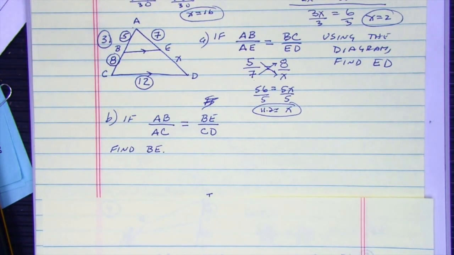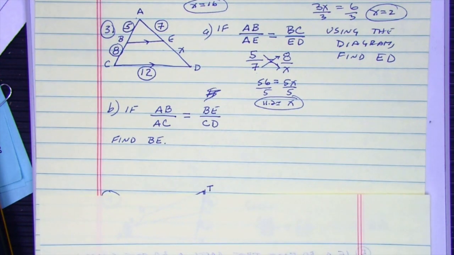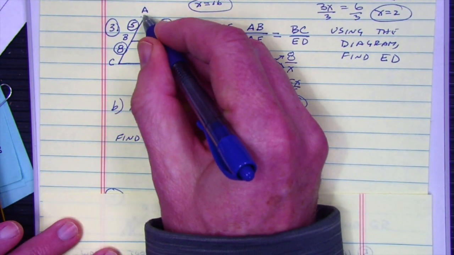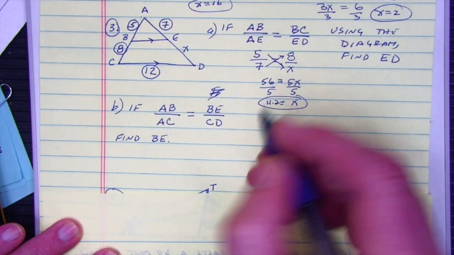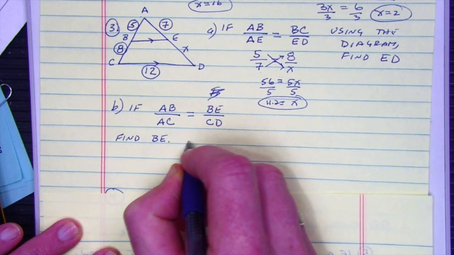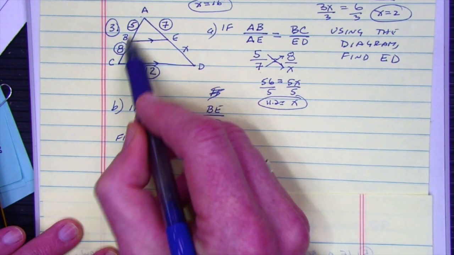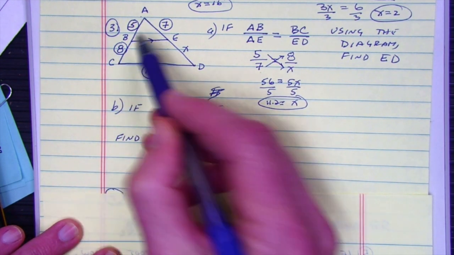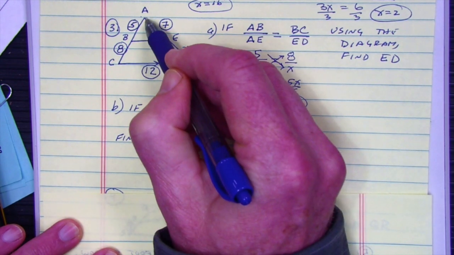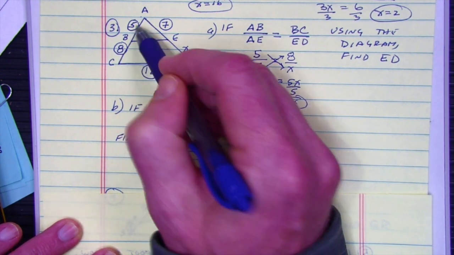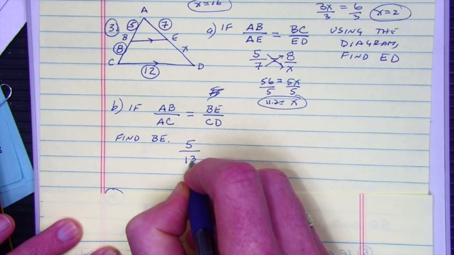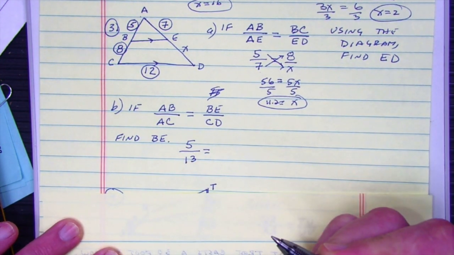All right, so let's look at B. So the next one says AB. So AB is how long? AB is 5, so I'm going to rewrite this, 5. AC. AC is this whole length. So that whole length is actually 5 plus 8. So I got to add those together. So that's 5 over 13 is equal to BE.